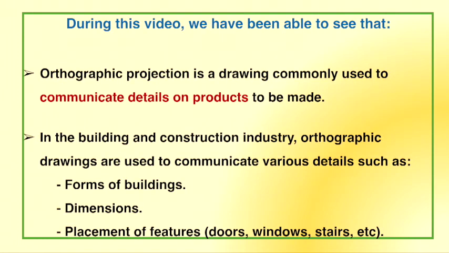During this video, we have been able to see that orthographic projection is a drawing commonly used to communicate details on products to be made. In the building and construction industry, orthographic drawings are used to communicate various details such as forms of buildings, dimensions, and placement of features, for example, doors, windows, stairs, etc.